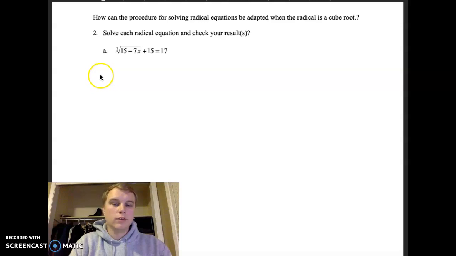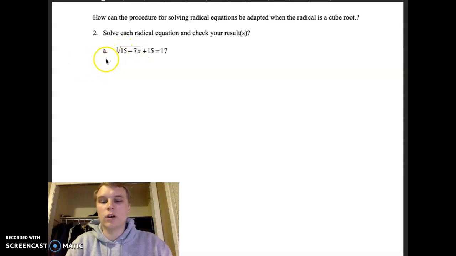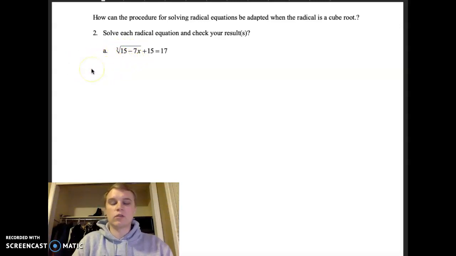Welcome back, everyone. So today we are doing day 4 of our notes. For day 3, what we looked at was solving radical equations and inequalities, specifically looking at square roots. So today we're looking at other roots, so cube root, fourth root, fifth root, things like that.